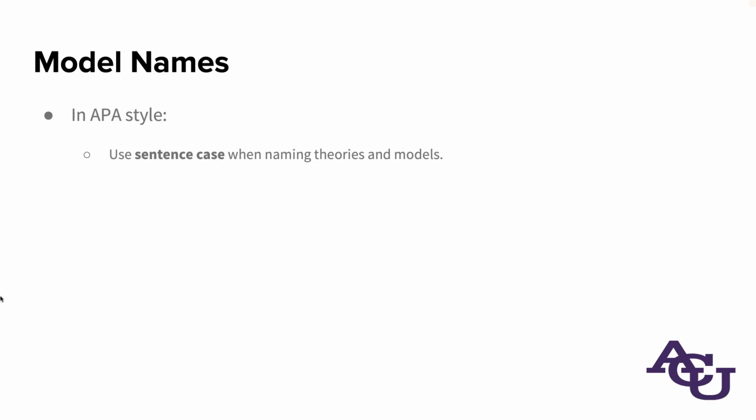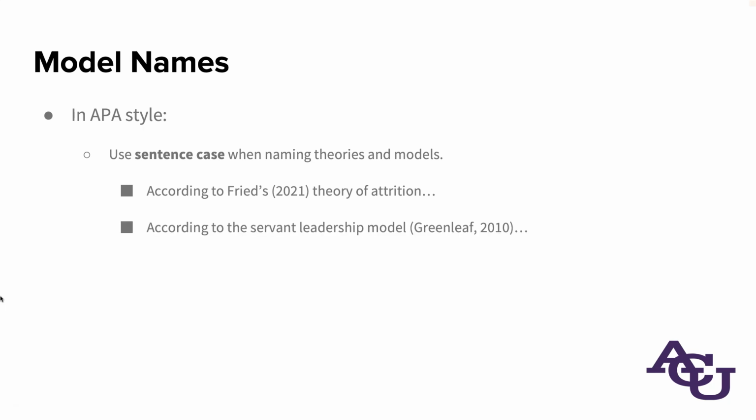It's actually pretty simple. If you're writing in APA style, when you're referring to a theory or model, you'd use sentence case to refer to it, such as, according to Freed's 2021 theory of attrition, according to the servant leadership model, Greenleaf 2010, the ACE pyramid model emphasizes. So if we were to take these apart, Freed 2021 is saying, okay, if you take that author and that date and you go to the references list and look up, you'll see, okay, the information I'm telling you about the theory of attrition is coming from there. Same thing with the next one, according to the servant leadership model, parentheses Greenleaf 2010.